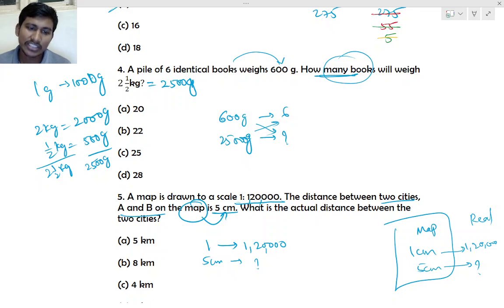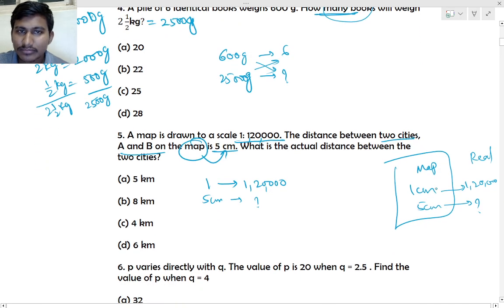Okay? Yes, what is the doubt? Sir, what is that they gave, 1 is to 1 lakh? 1 is to 1,20,000 means 1 centimeter on the map. That's what I explained here. 1 centimeter on the map, in real it will be how much? 1,20,000 centimeter on the real.